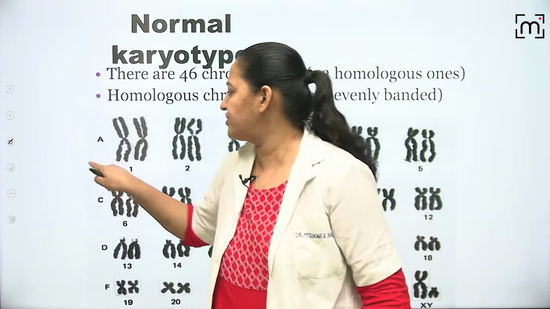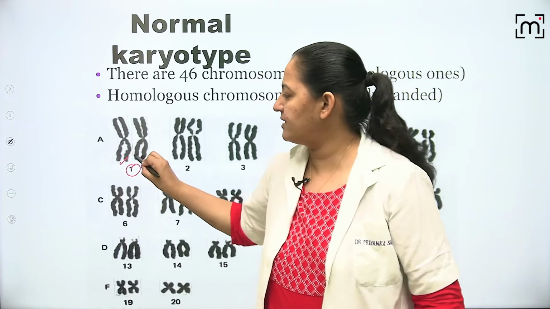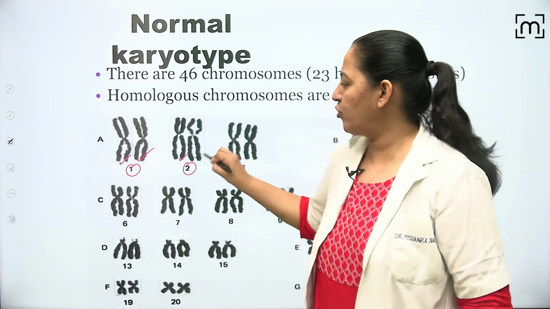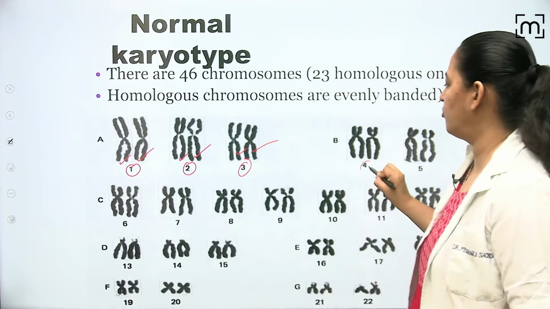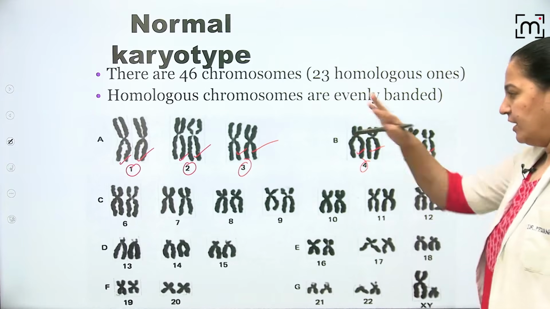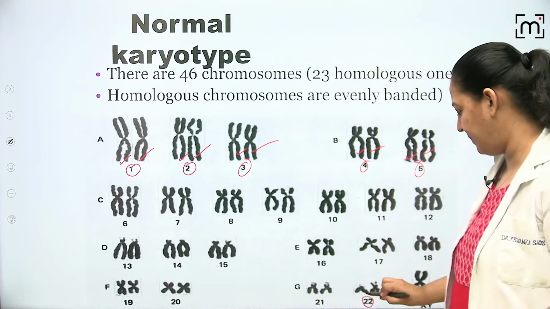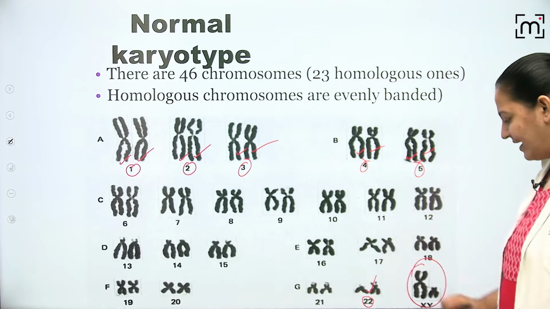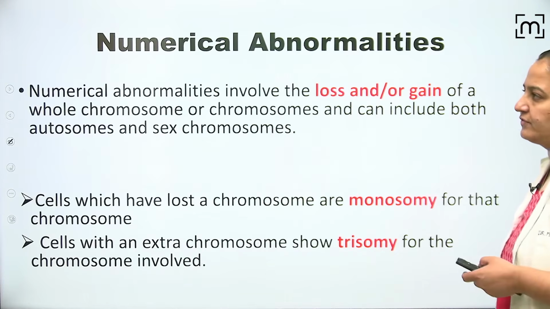In the normal karyotype, this is chromosome number 1. These are the two chromosome number 1. These are two chromosome number 2, chromosome number 3, chromosome number 4, chromosome number 5. You can count out a total of 22 pairs. The last pair, either XX or XY, determines the gender of the individual.